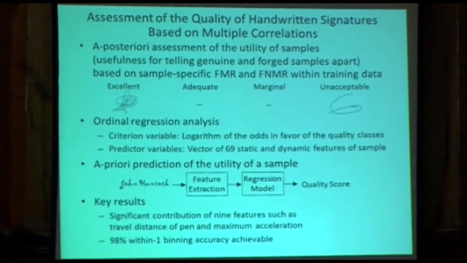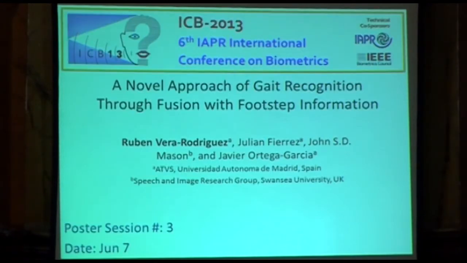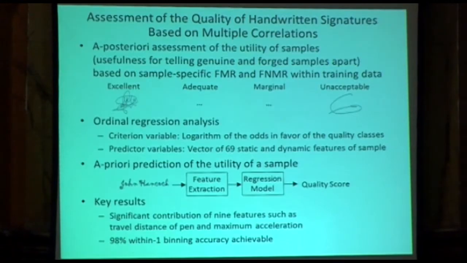So the first step is assessment of the utility of samples. So you just determine the target value for learning how to predict the quality. Then we did an ordinal regression analysis and built a regression model for predicting the quality of signatures presented. Okay, please visit our poster. Thank you.